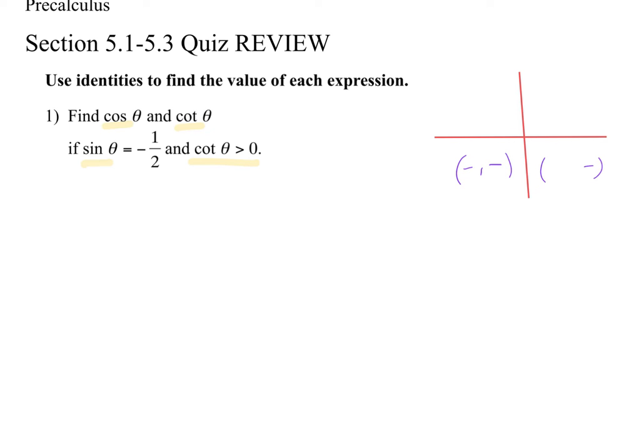Then it says use identities. They gave me sine and they want me to find cosine. So I am going to use my Pythagorean identity that says sine squared plus cosine squared equals 1. And I'm just going to plug it in. My sine is negative 1/2 squared. I don't know my cosine. I'm going to just solve it. 1/4.